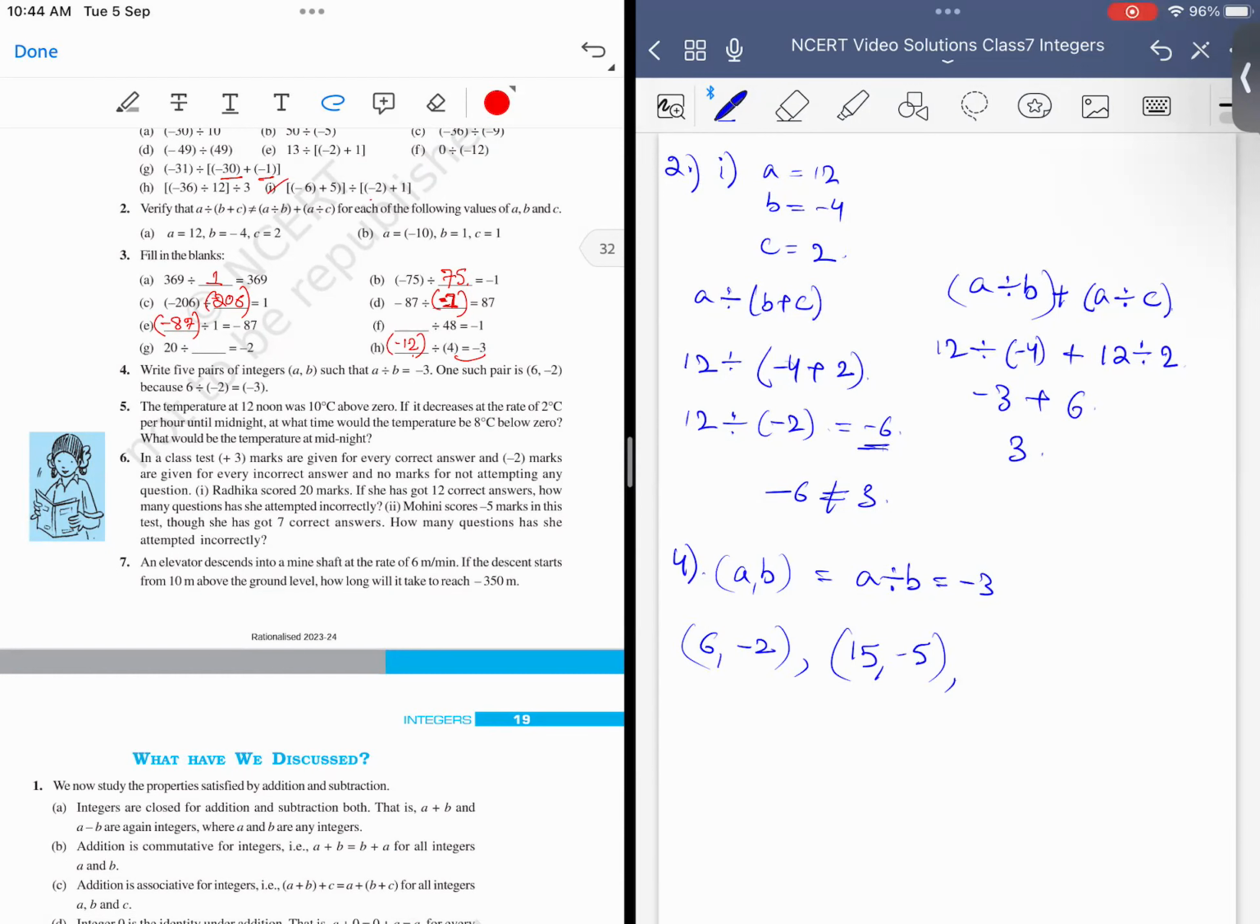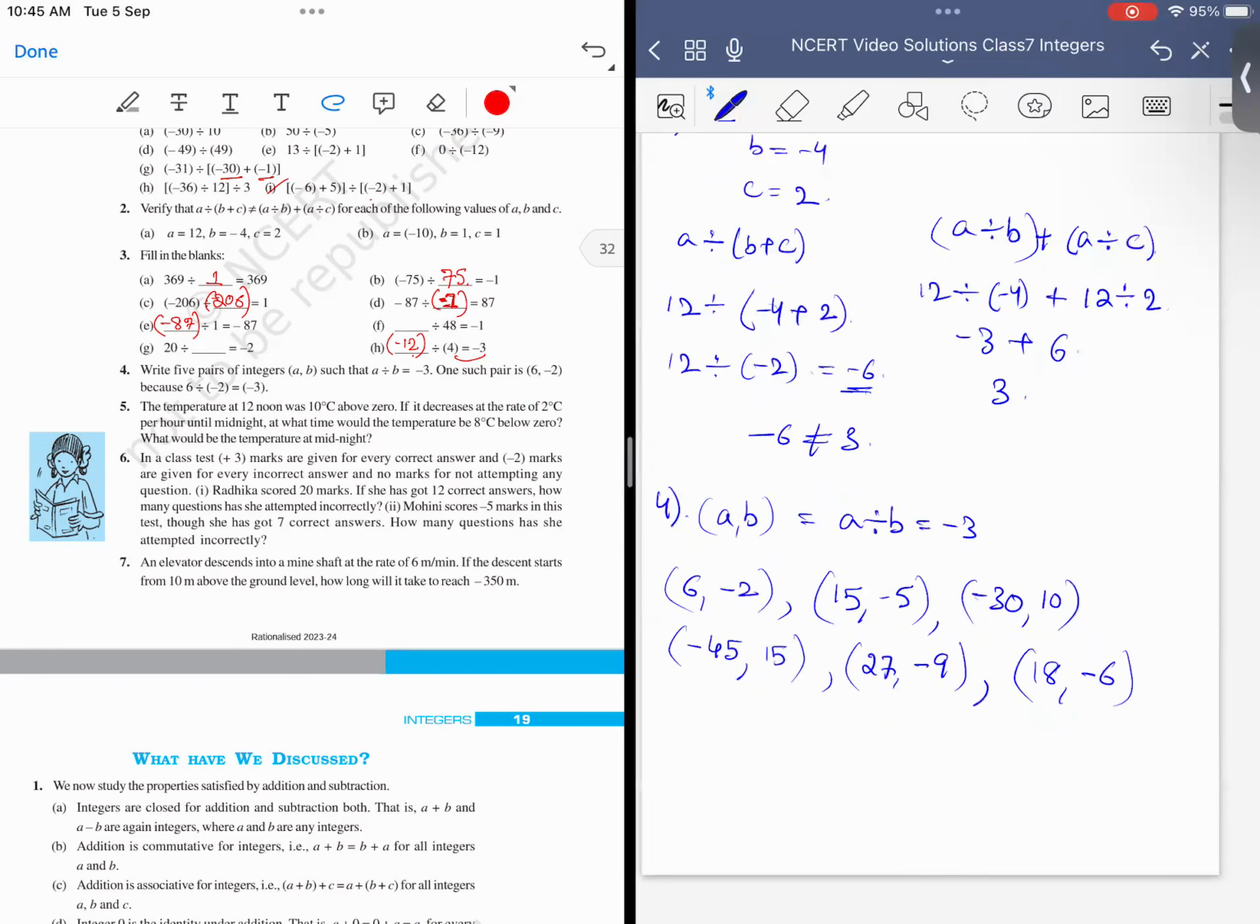Minus 3. Next we have minus 30 divided by 10. Next we can have minus 45 divided by 15. Next we have 27 divided by minus 9. And one more if I write, because we have to write 5 pairs. So one more we can take is 18 and minus 6. That also gives minus 3.